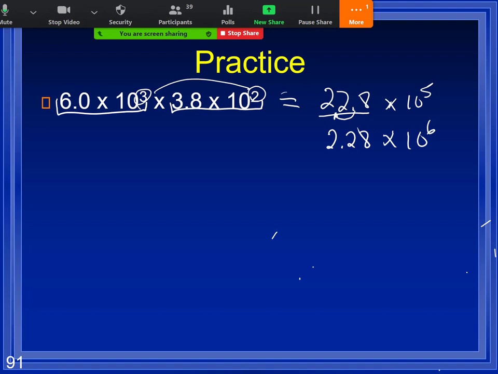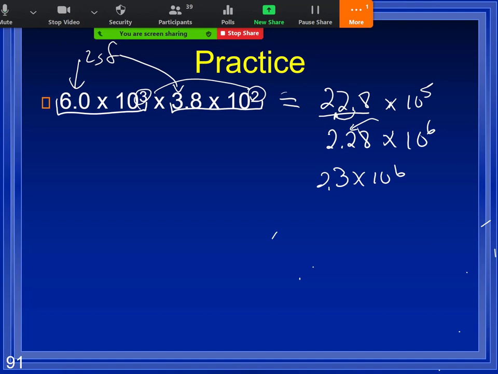Now I can think about sig figs. That had 2 sig figs. That had 2 sig figs. So my answer should have 2 sig figs. The second sig fig's the 2, so I get 2.3 times 10 to the 6th.